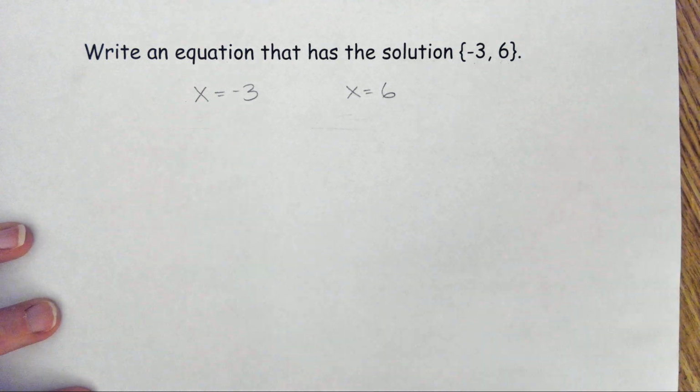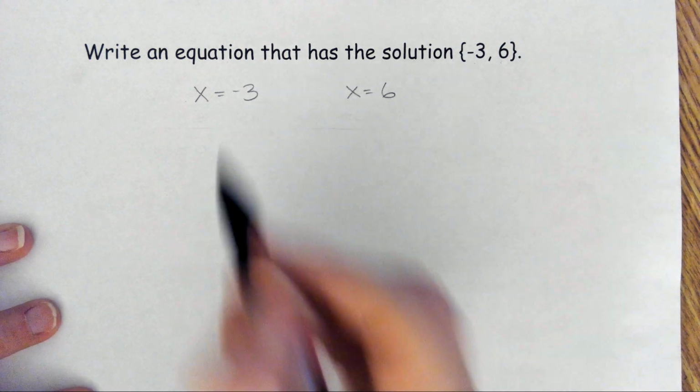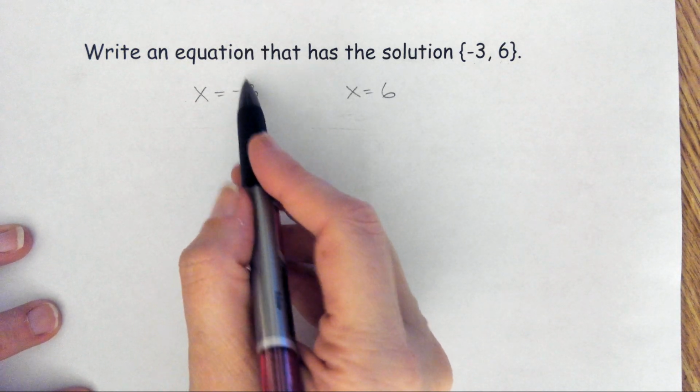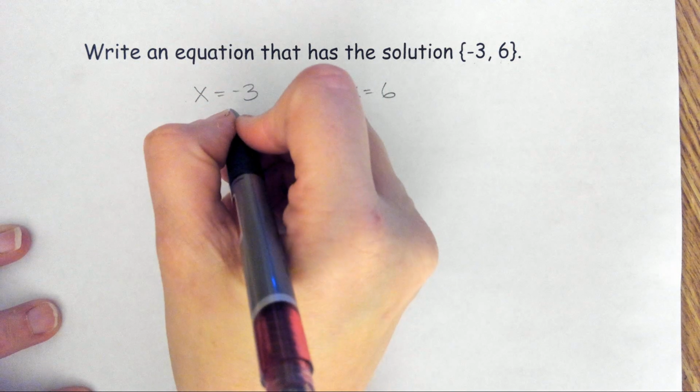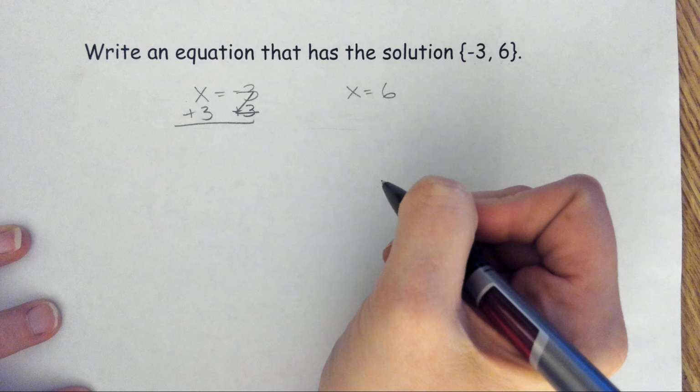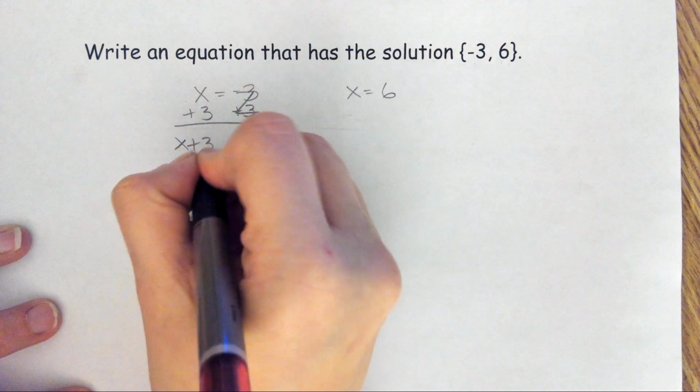Now, in order for me to take them from solutions and turn them into factors, I have to set this equation equal to 0. To get that to 0, I have to zero out this side of the equal sign, so I have x plus 3 equals 0.